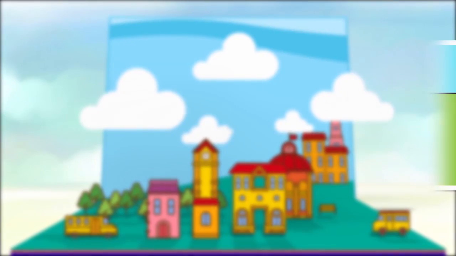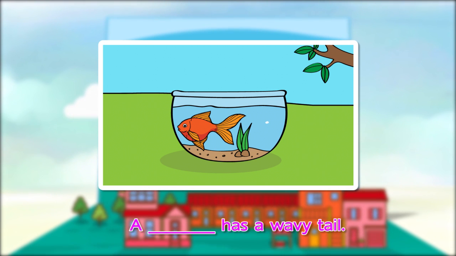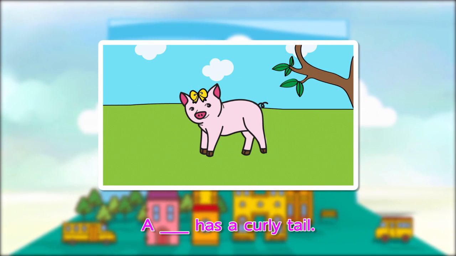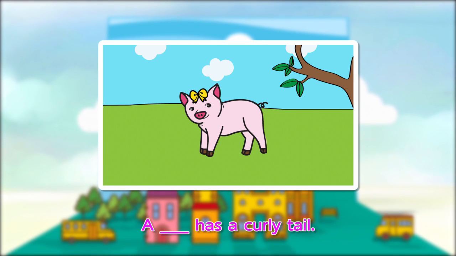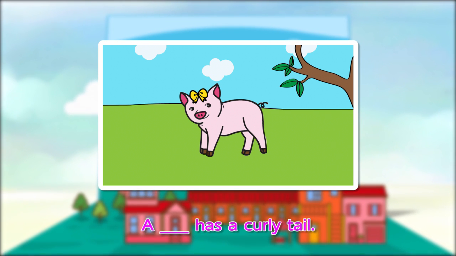This time we're going to say a sentence and you have to tell me which animal I'm talking about. Has a wavy tail. Do you know the right answer? Goldfish, correct. One more. Has a curly tail. I'll give you a hint. It makes the sound oink oink. That's right, it's a pig. Good job, students. Let's go to our next activity.